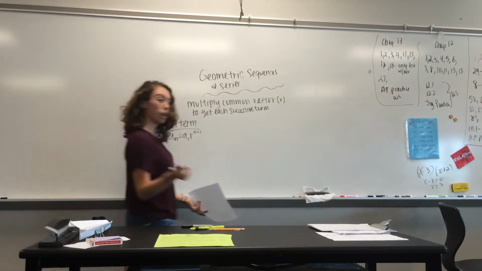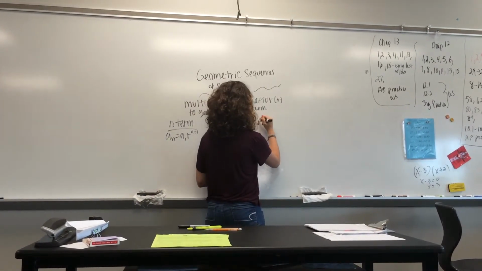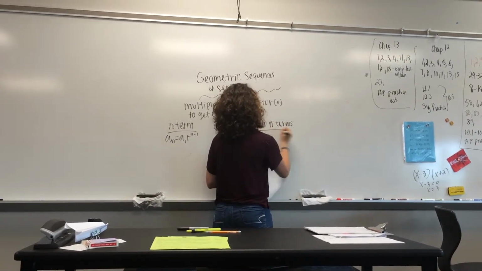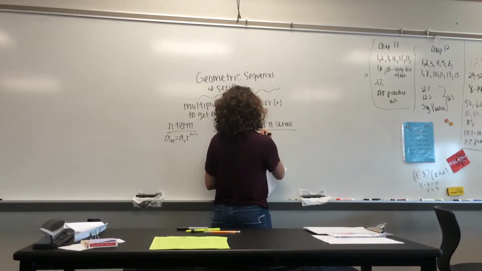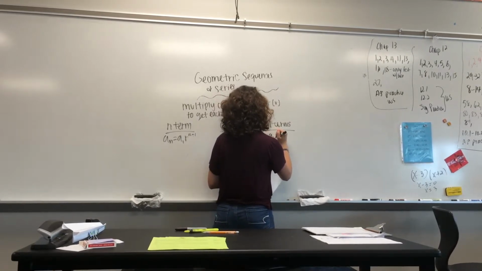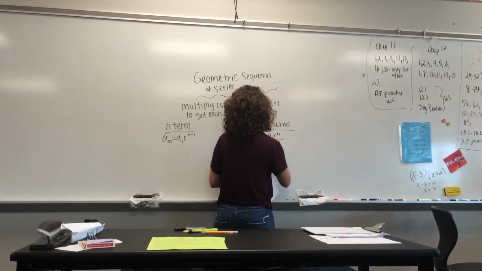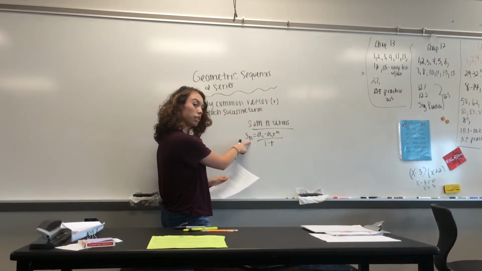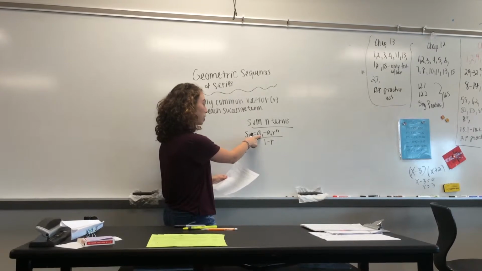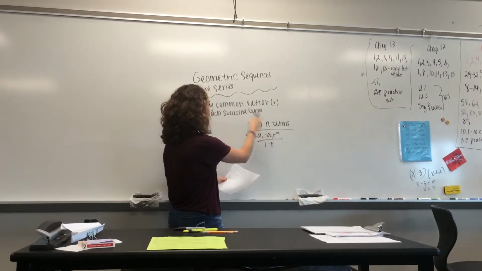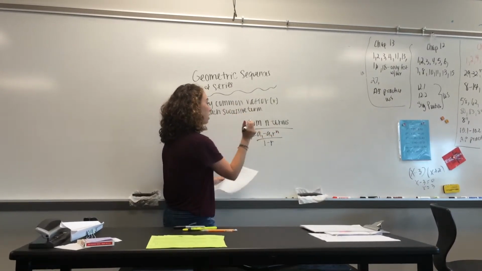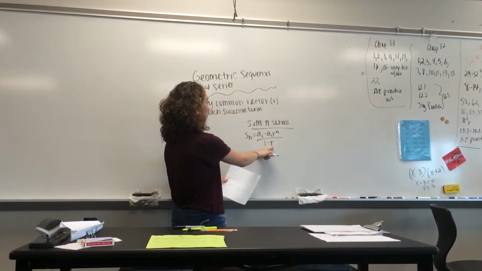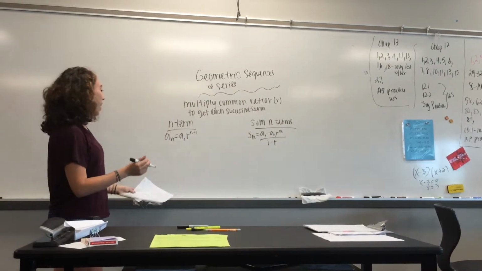And then we'll also find the sum of n terms. So in this problem, S sub n is going to be the sum, a sub 1 is your first term, and then r is going to be the common ratio, n is the number of terms that you're given, and then 1 minus the common ratio. Okay. And now we'll do some examples.